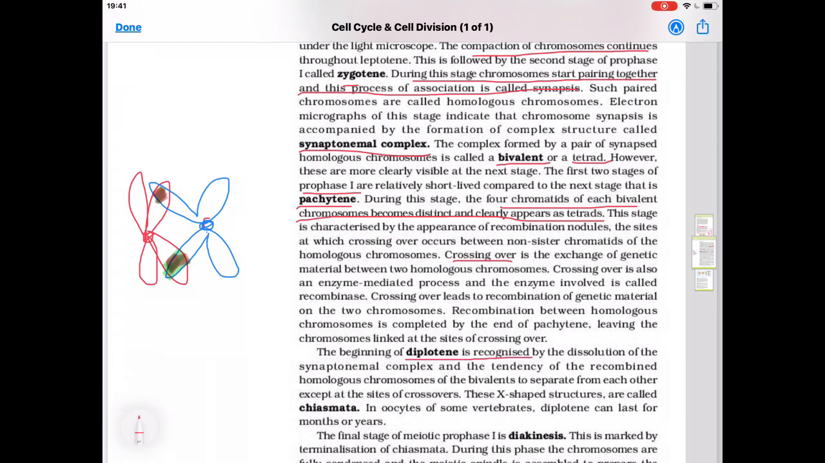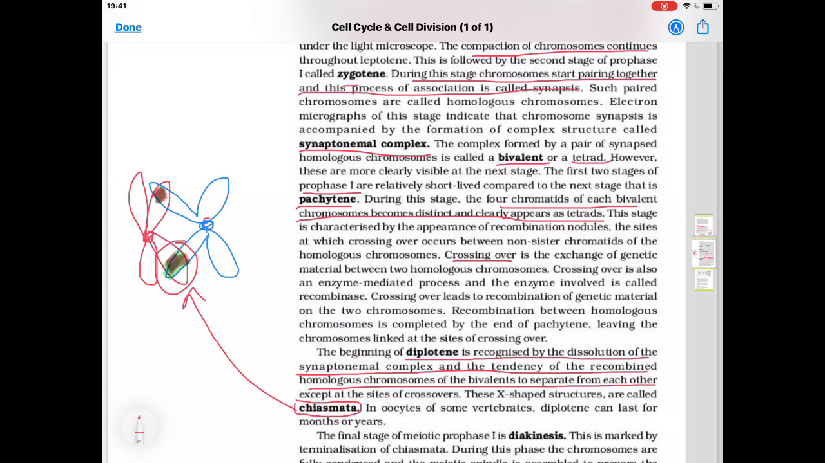Diplotene is recognized by the dissolution of the synaptonemal complex and the tendency of the recombined homologous chromosomes of the bivalent to separate from each other except at the site of crossover. During the diplotene stage, the synaptonemal complex dissolves, and the homologous chromosomes which have come close to each other now start separating except at the X point, an X-shaped structure. At one point they have crossed their arms. Crossing over occurs. That X-shaped structure is known as chiasmata.